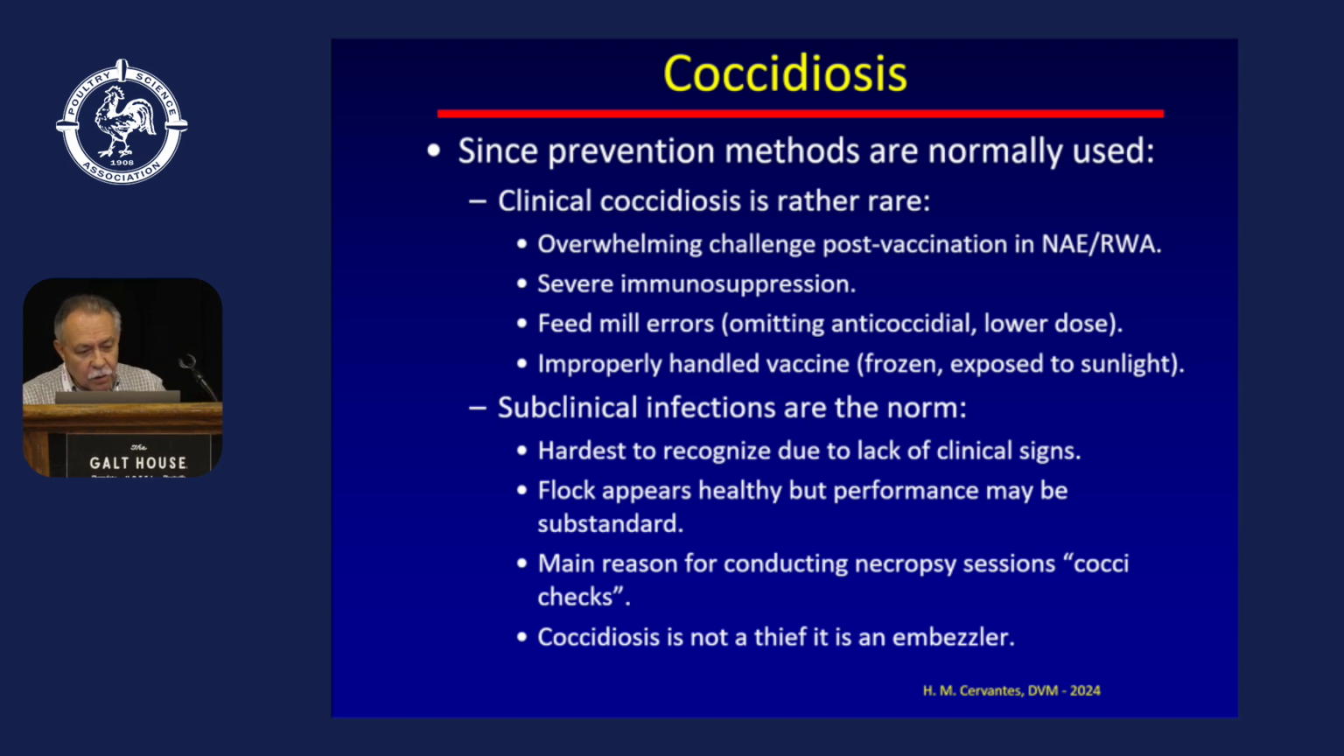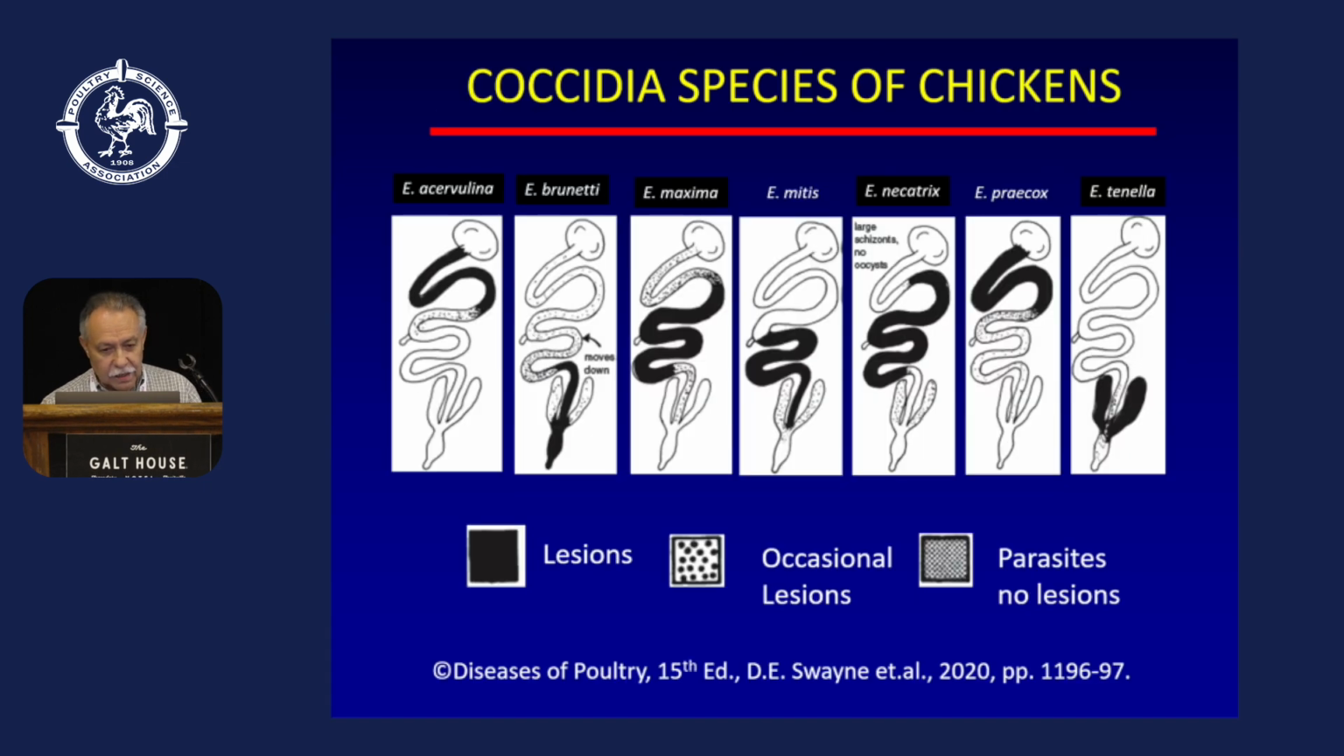One important thing to remember is something Dr. Barnes taught me a long time ago. Coccidiosis is not a thief, it's an embezzler. With a thief, the damage is immediately apparent. You were robbed instantly. With the embezzler, things remain pretty quiet until you balance the books. In this case, when you settle the flock, you realize, whoa, what happened? 5 points worse feed conversion and 30 points less weight gain.